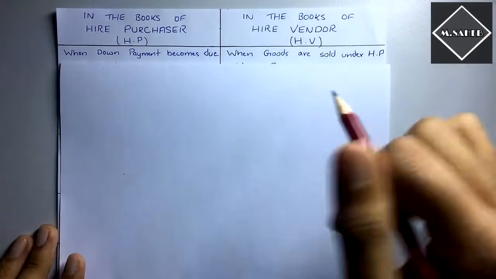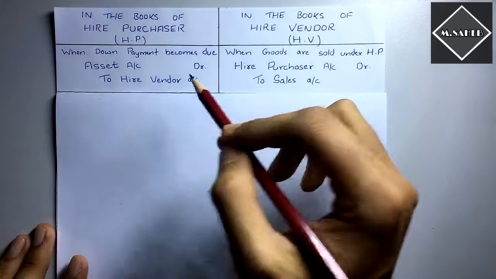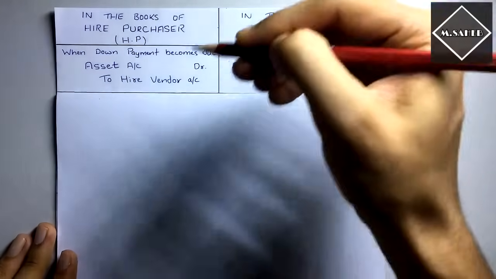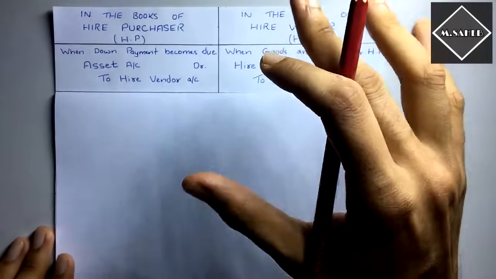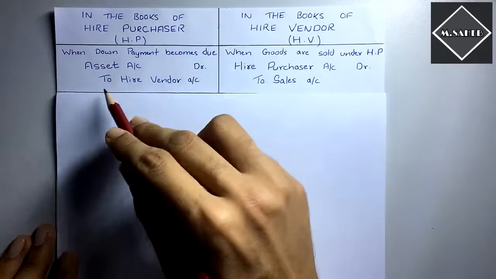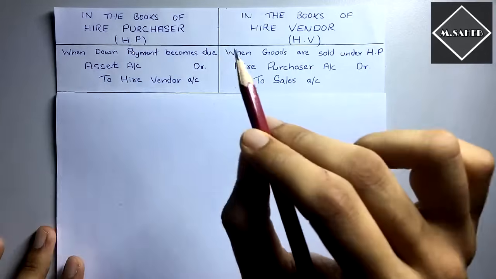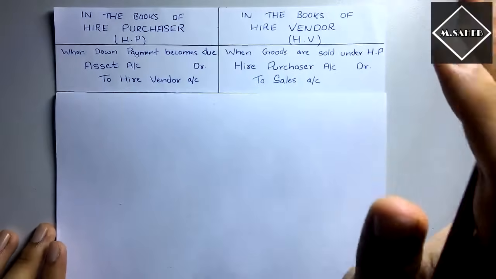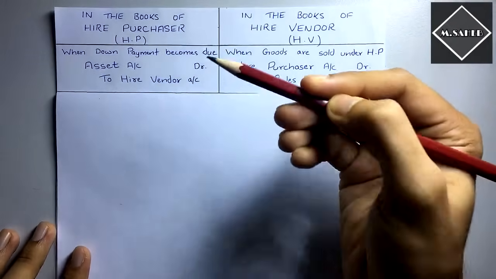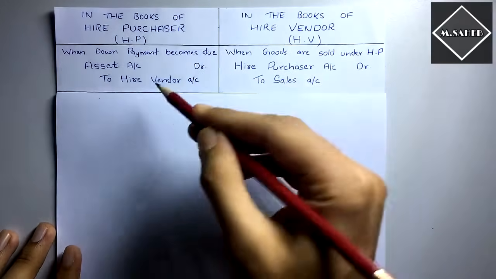Now what is the due entry? The liability is arising, remember that. So asset account debit. Now the asset is coming in, so the asset's value is increasing in the asset account. All right, so the asset will be debited. Asset increases, we debit. Then, to hire vendor account. Now think carefully: who is the hire vendor to the hire purchaser? The hire vendor is a creditor to the hire purchaser, because the hire purchaser is supposed to pay the hire vendor.